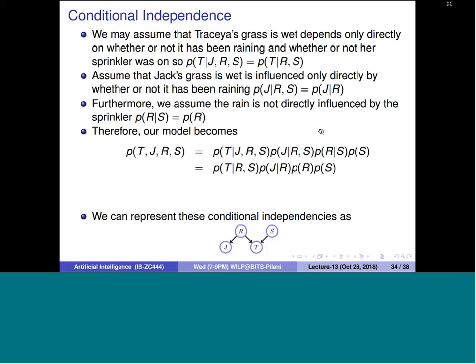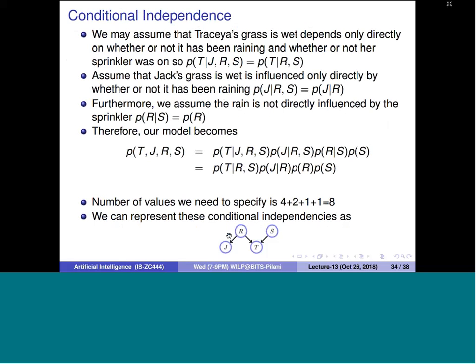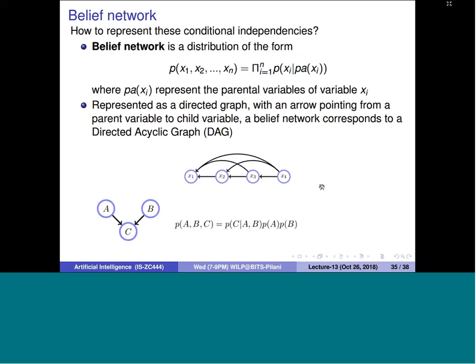Before taking this example, I will come back once again. Let me go to this particular example. This is one way that specifies that J is dependent on R, T is dependent on R and S, and R and S are actually independent. Given this graph, you find this thing. And what is the importance of this? If this graph is given to you, and I ask what is the probability of ABC, you directly write the probability of C given AB, the probability of A, and the probability of B.